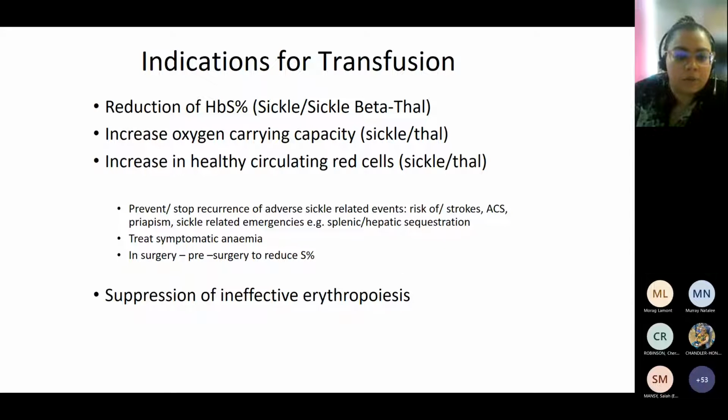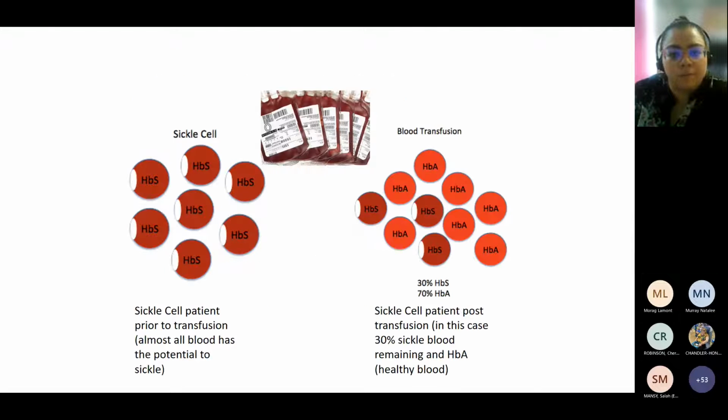So the idea is we're trying to suppress erythropoiesis of the patient's own bone marrow function. So just a little picture indication here. What we're trying to achieve is a patient who's got all HbS in circulation prior to transfusion if they're not on a regular program, and then afterwards we're hoping to get a mix where actually 70% of the circulation is HbA, so it's unaffected cells, and then if the patient was on a regular transfusion program, this is what we'd want to maintain at a 3 to 4 weekly interval.